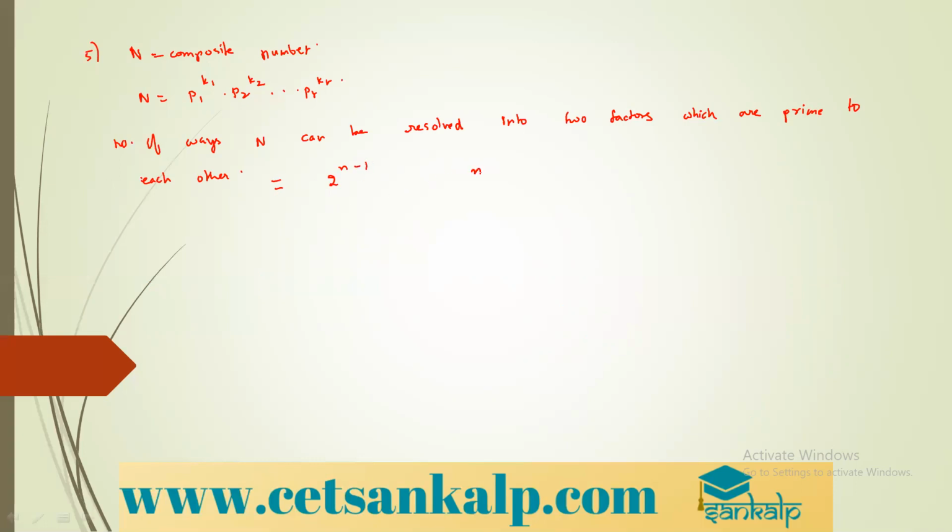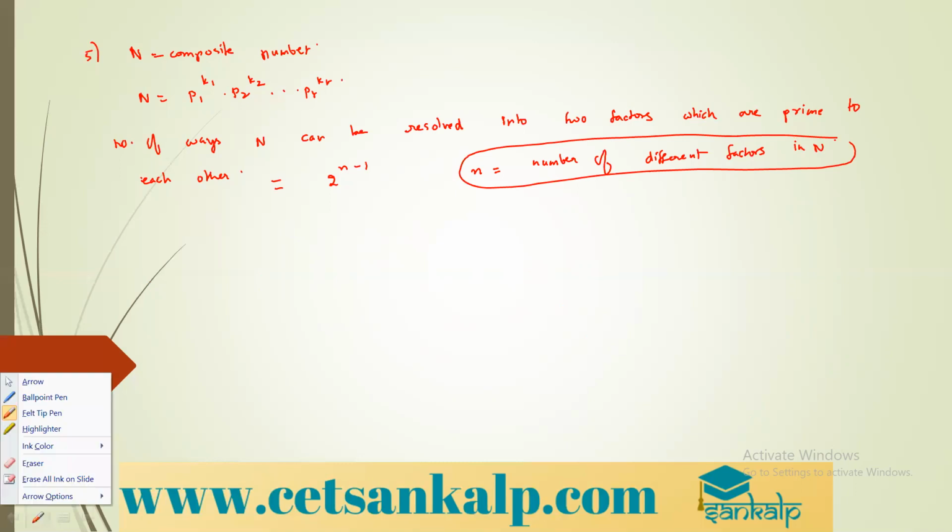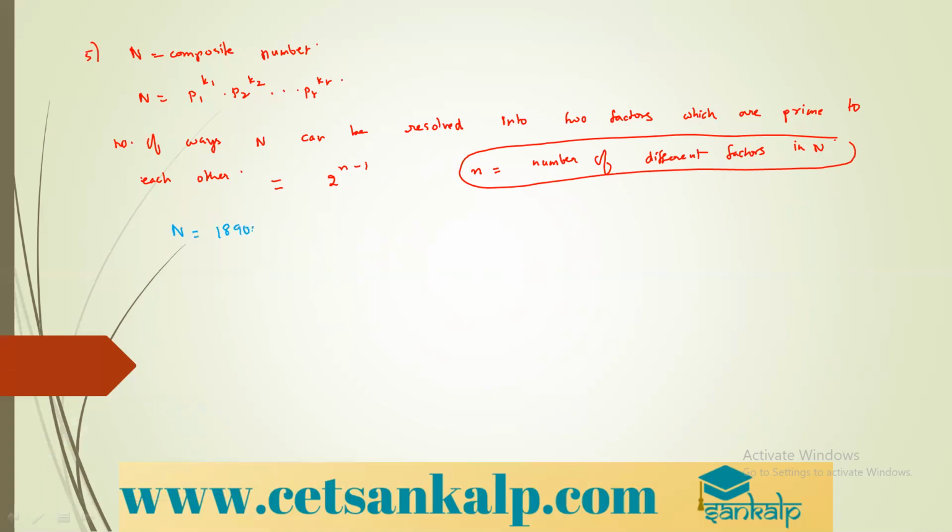What is this n? The number of different prime factors in N. This is represented by small n. Now I know you did not understand anything about this, but I will give you one example, then you will understand. I'll give you a number, 18,900. First I will prime factorize it.